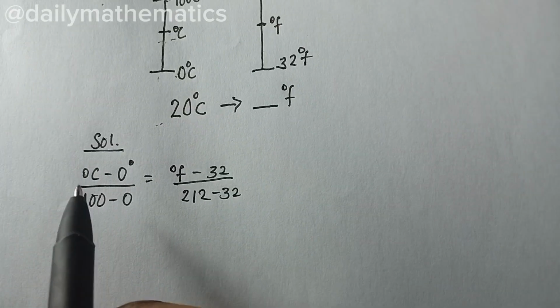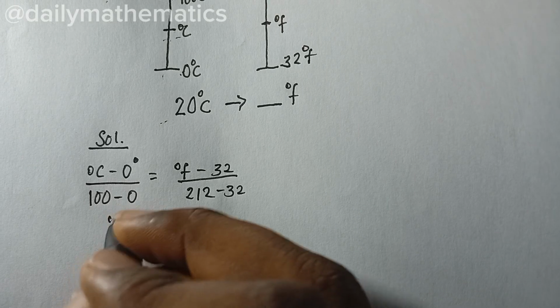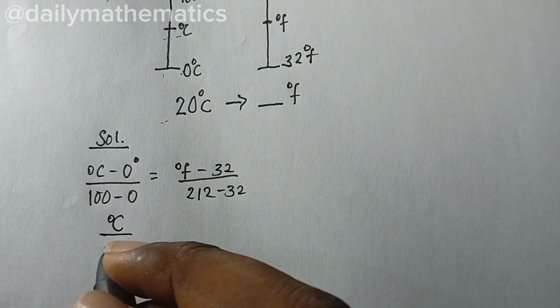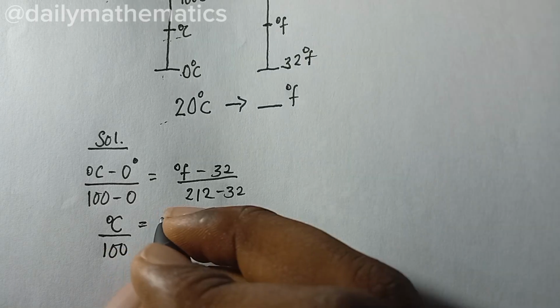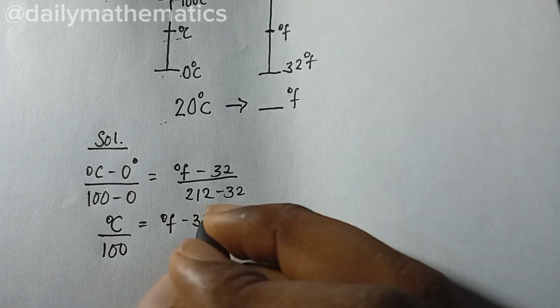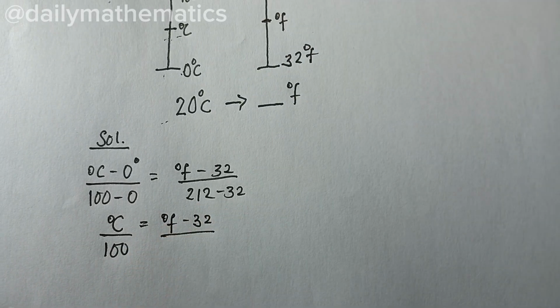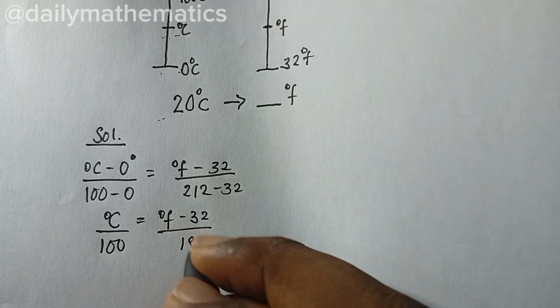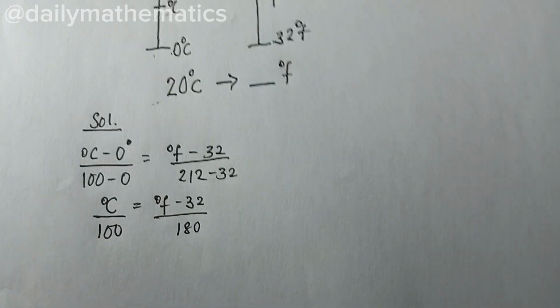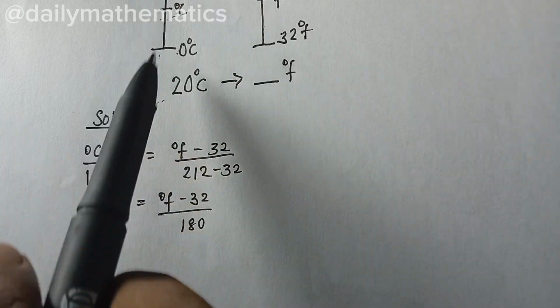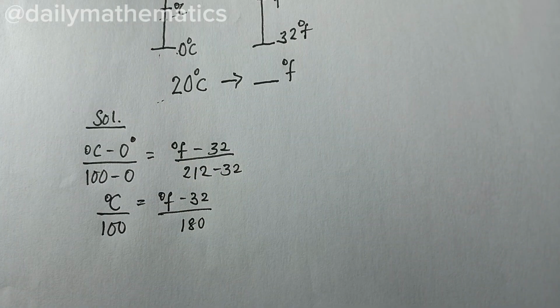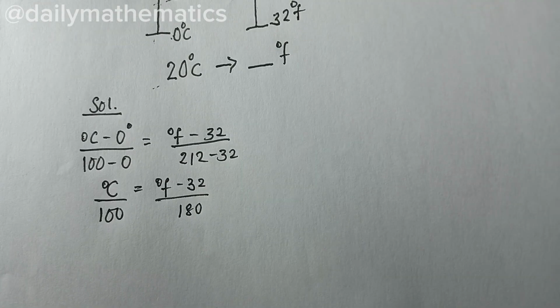And so from here we have degree Celsius minus 0 will give us degree Celsius over 100 minus 0 will give us 100, then equals degree Fahrenheit minus 32 over 212 minus 32 will give us 180. Just like I said, the fundamental interval of a Fahrenheit scale is 180 degrees, while the fundamental interval of a Celsius scale is 100 degrees.